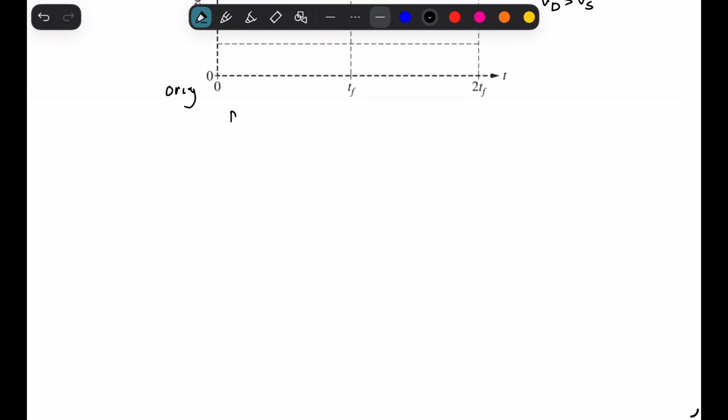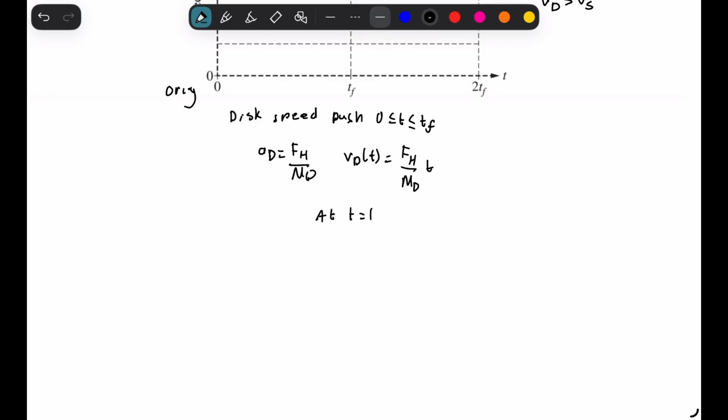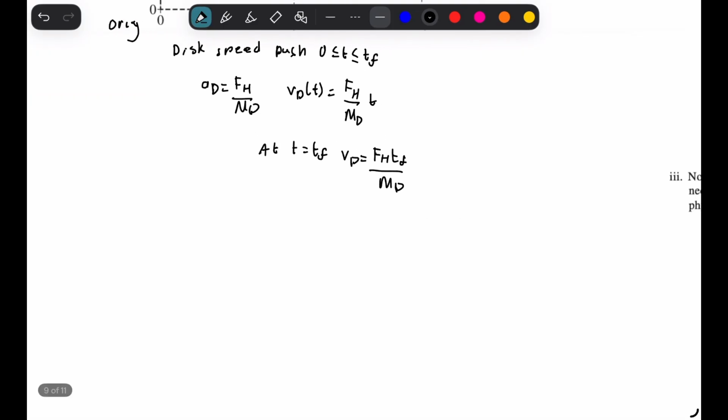So what about our disc speed during our push, which was 0 less than t less than or equal to t_f? From part A, we had a_D equal to F_H over m_D. So then v_D(t), that function, is equal to F_H over m_D times time. Now, at t equal to t_f, you have v_D equal to F_H t_f over m_D.